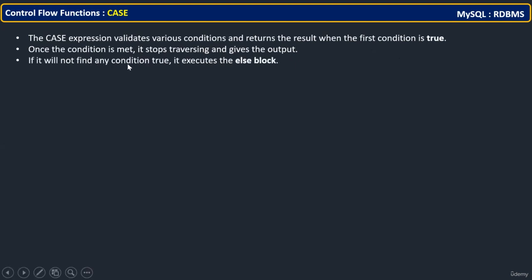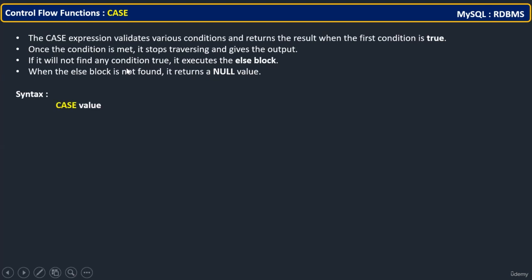If it does not find any condition true, then it executes the ELSE block if it exists. So that we will see. When the ELSE block is not found, then it will return a null value. So if it exists, it will run the ELSE block when there is no condition true. If the ELSE block does not exist, then it will return null when there is no condition true.